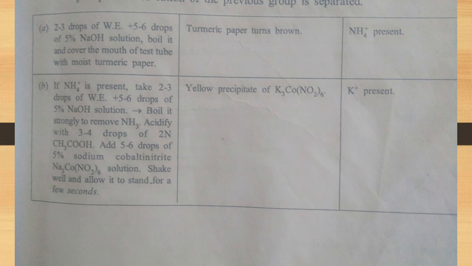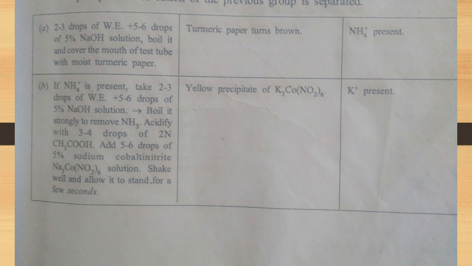For the impurity cation, as per the syllabus, two impurity cations are included: ammonium and potassium. You can carry out the test for detection of ammonium ion and potassium by referring to the handbook and the given test, that is, a few drops of water extract, to which 5% NaOH solution is added. Boil it strongly. If there is evolution of ammonia, the smell of ammonia will be prominent, and the moist turmeric paper will turn brown. If there is no evolution of ammonia, no smell, then ammonium ion is absent.